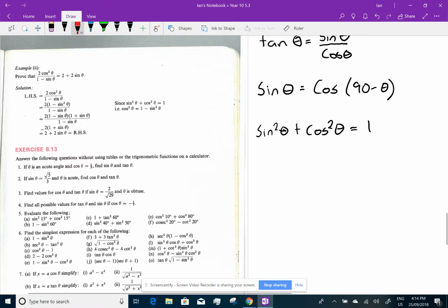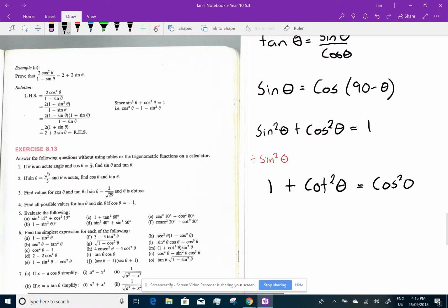Now, I also need to know what happens if I get other versions of this. So if I divide by sine squared theta, what do I get? Well, I get 1 plus cot squared theta equals 1 on sine squared. Well, that's going to be cosec squared. That's going to be useful as well, cosec squared theta.